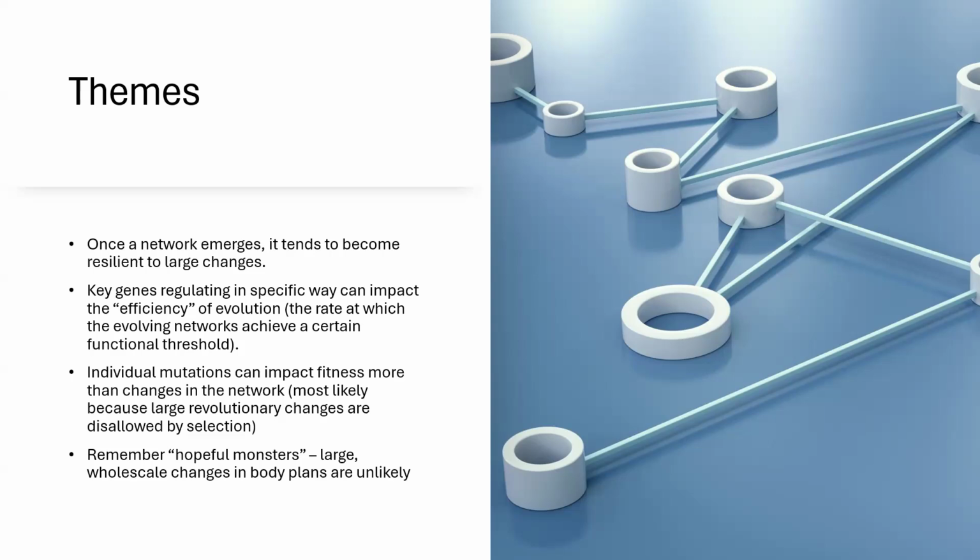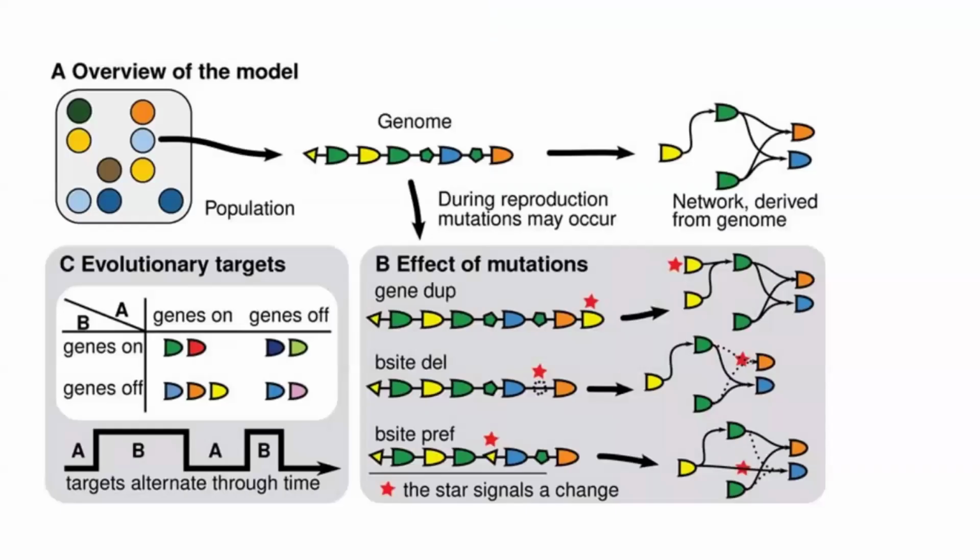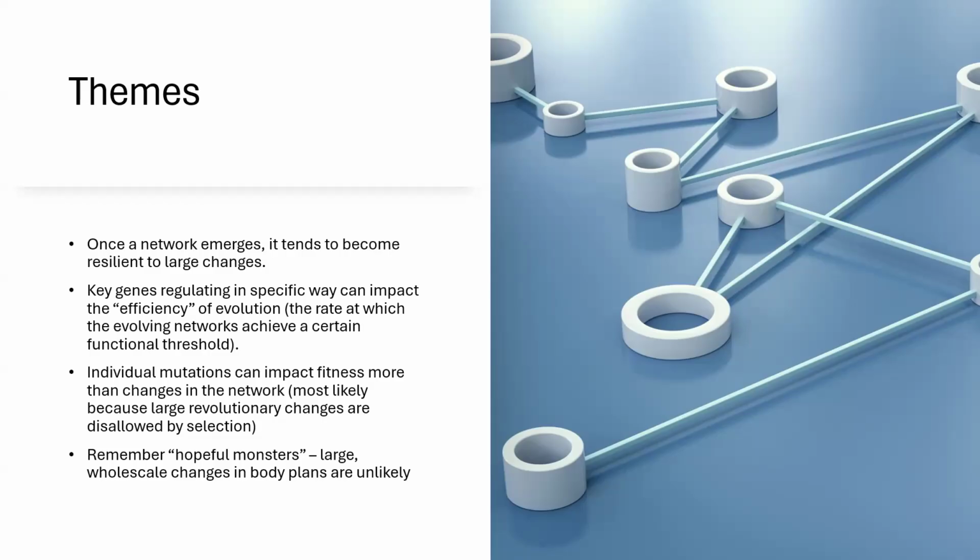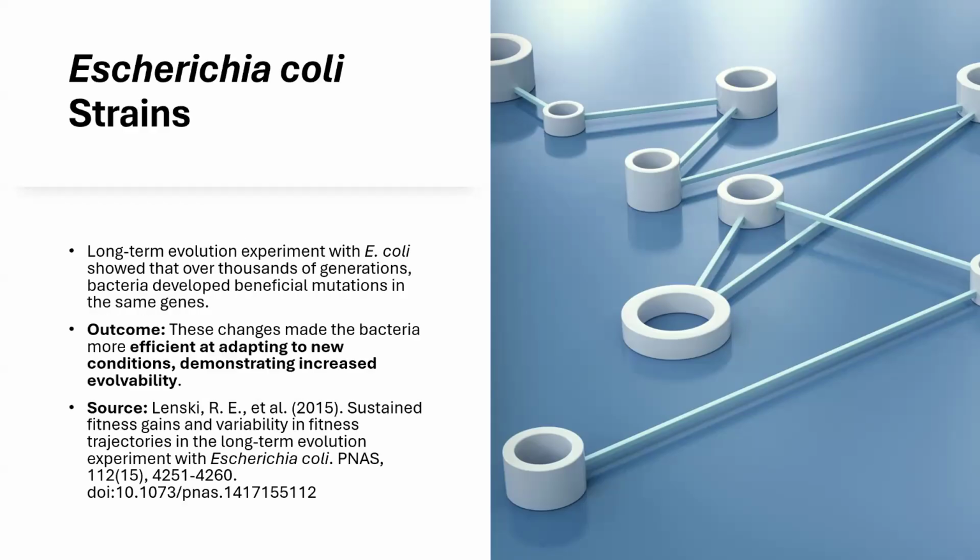Okay, so we have mutations that can change things, and we have networks that can change things through modular evolution. And these guys found in their simulation that individual mutations can impact fitness more than changes in the network because of that resilience. Well, I'm not sure they evolved modularity. They're looking at an individual network. So this would be like a single module. So we can't really assess that with their.